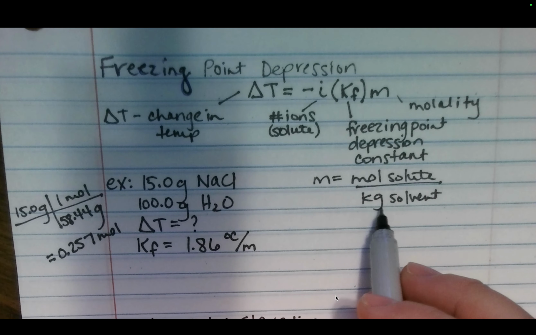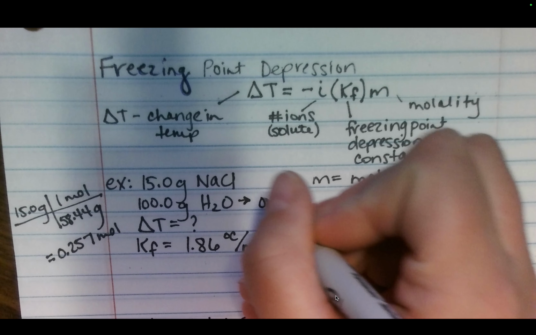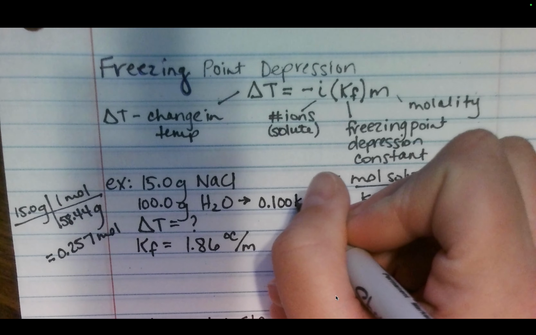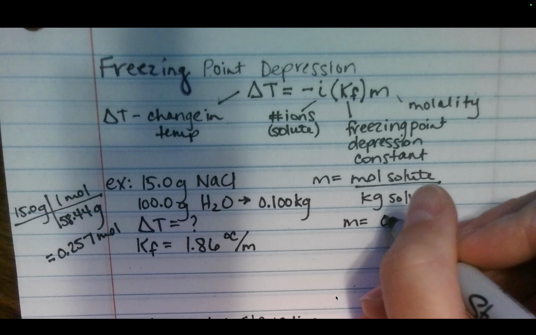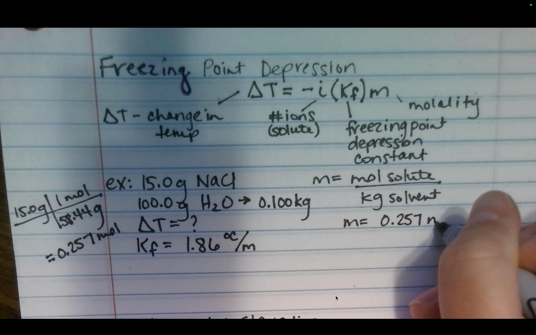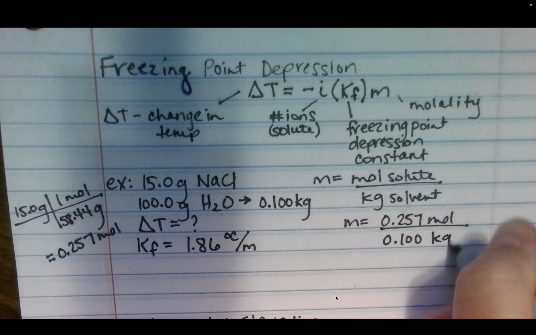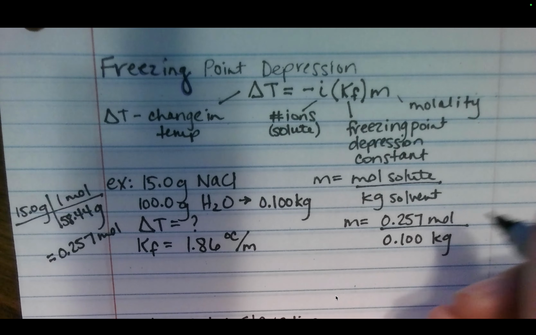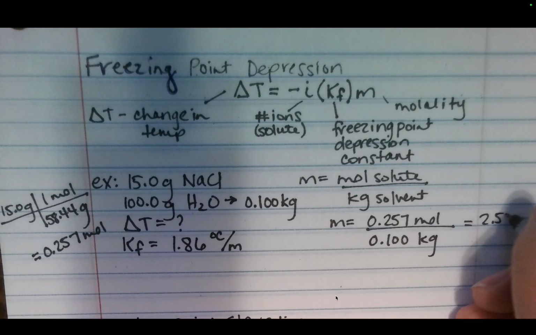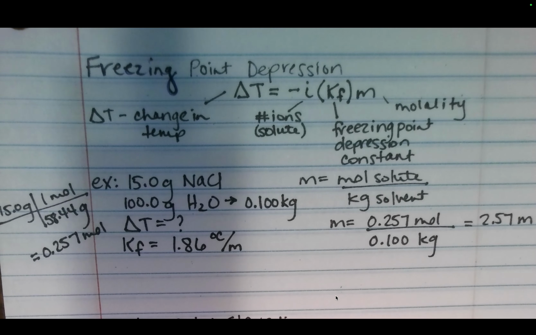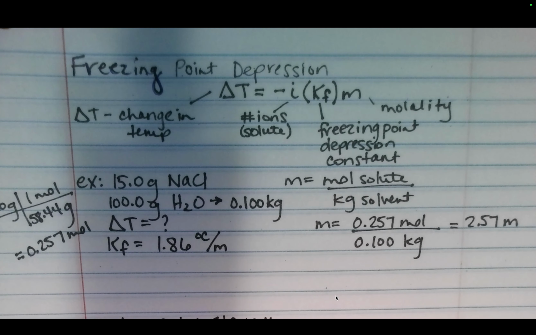Kilograms of solvent. My solvent is the water. So I need to convert 100 grams to kilograms. Divide by 1,000. So it's going to be 0.100 kilograms. Okay. So molality equals moles of solute, which we just calculated, 0.257 moles over kilograms of solvent, 0.100 kilograms, which is 2.57 molal. Lovely word. Okay, so that's my concentration, my molality concentration.